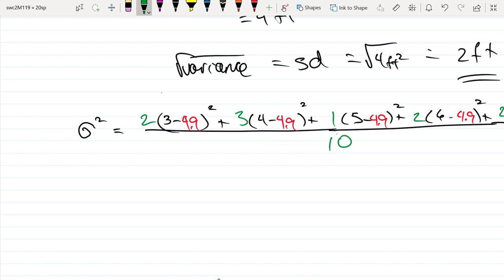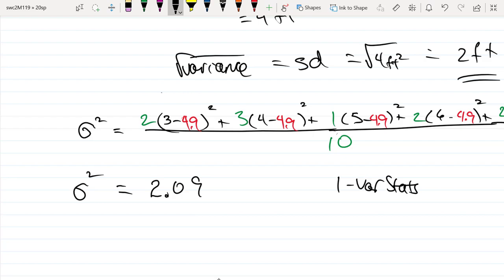And if I did the math here, you should see that you come up with a value that says that the variance is about 2.1. Maybe if you plugged it in, it might be 2.09. You can also plug this into your calculator, 1-VarStats, and you should get that same value for variance.